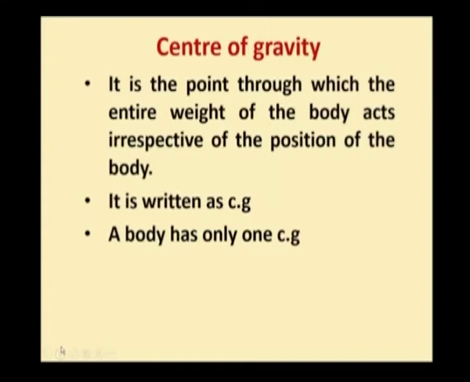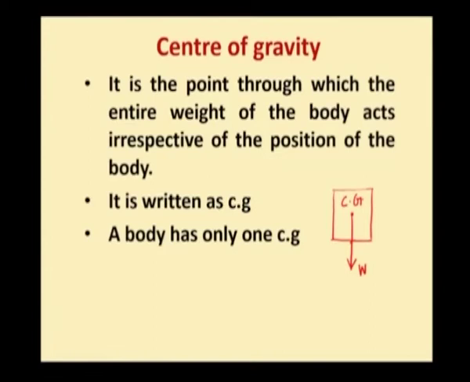Now consider this object. Now this particular object will have its center of gravity. Through this center of gravity, the entire weight of this object acts in the downward direction. W is the weight of this object. Through the center of gravity, the entire weight of this body or object acts in the downward direction.